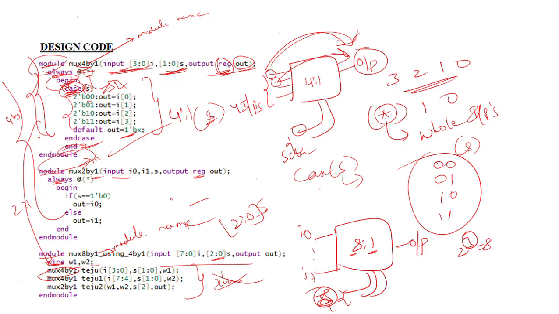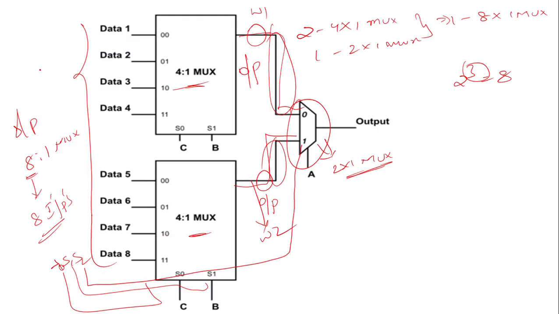So the code I want is the 4 by 1 mux. That's why I write the module name exactly as it is, followed by one instance name. You can use any name here. Then followed by the inputs. Suppose this is I of 0, I of 1, I of 2, I of 3, I of 4, I of 5, I of 6 and I of 7. So this is our 8 by 1 mux input.